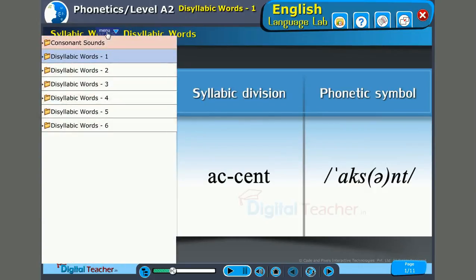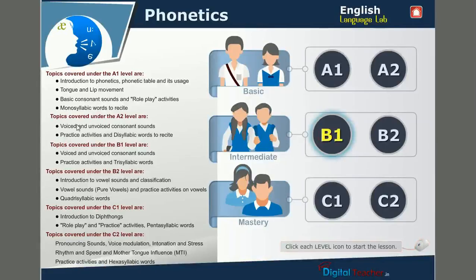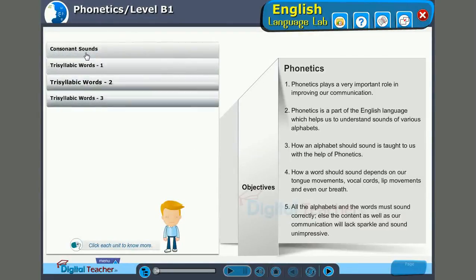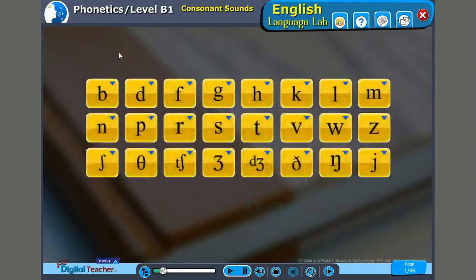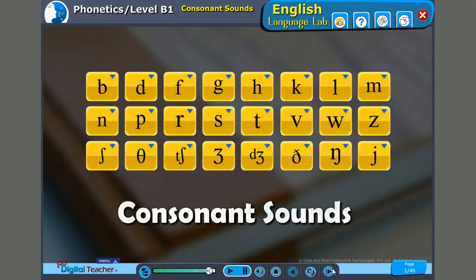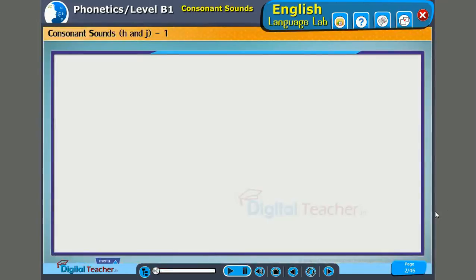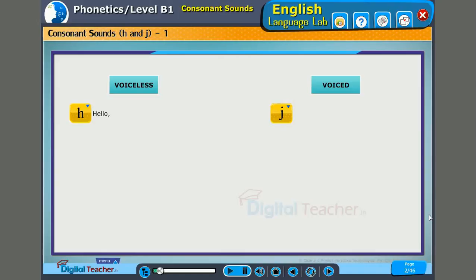Now, let us move on to the B1. So, these are the units that are covered under the B1. As I said earlier, here we are having consonant sounds, some of the other consonant sounds that are covered under this section. Let us see first the consonant sounds here. Voiceless consonant H and voiced consonant Y. H as in hello, behind. Y as in your, beyond, yesterday.